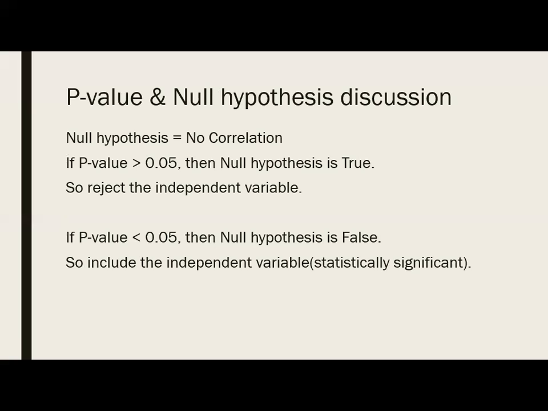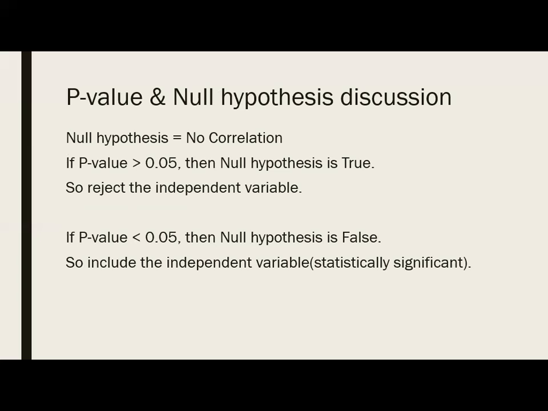And next one, if p-value is less than 0.05, then the null hypothesis is false. That means you now replace it with the words no correlation. So no correlation is a false statement, in the sense it will become, let's say, a very significant variable. So include those independent variables which are statistically significant.